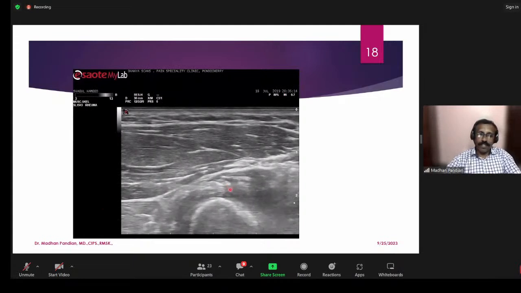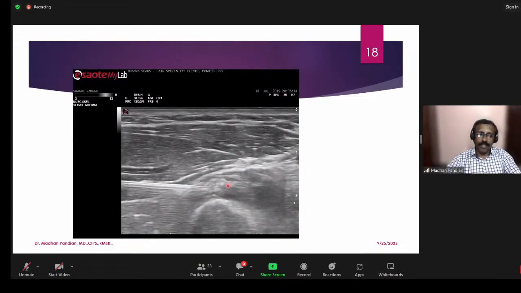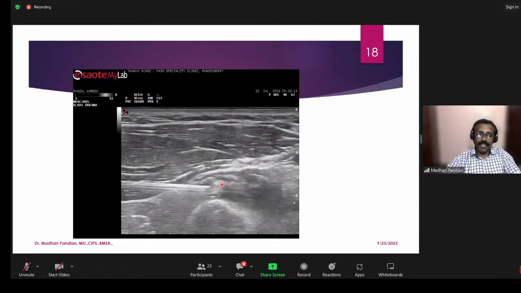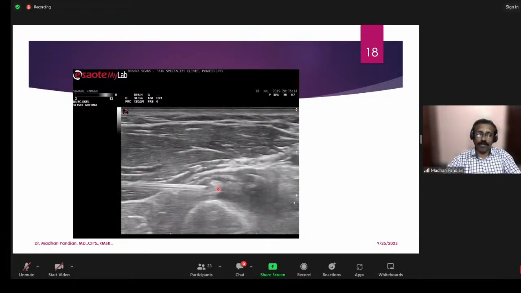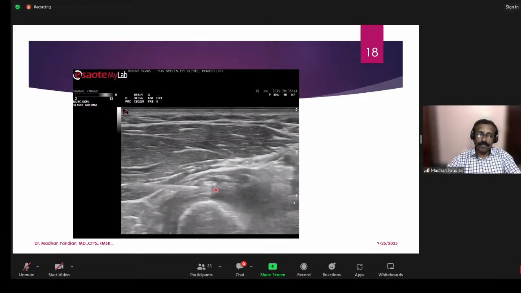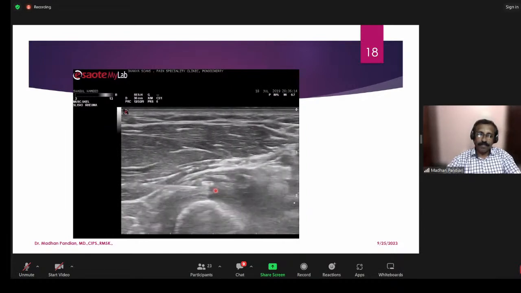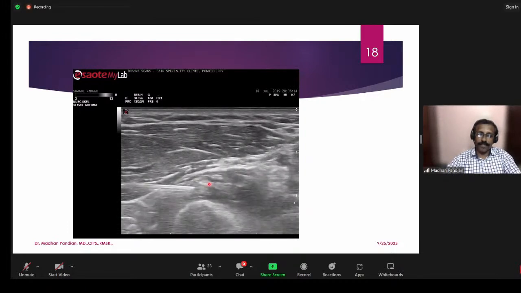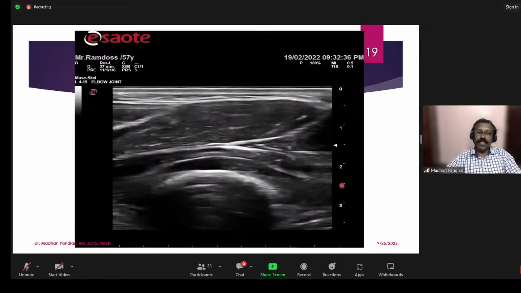This is the nerve here. You could see the short axis of the nerve, with in-plane needling. That's the nerve there. I'm trying to hydrodissect with 5% dextrose. You could see the nerve hydrodissected. This is one other picture.